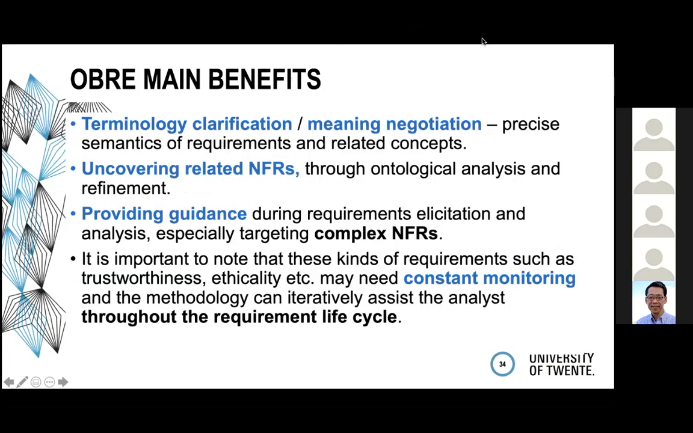So the main benefits of this approach are the terminology clarification, clearly, right? Also, it's a way to support negotiation in the case that different stakeholders may have different ideas of what trustworthiness means. As we saw before, an ontology can make explicit what view is going to be adopted for that system. So if the stakeholders have different ideas, they will have to come to a consensus, and then the consensus will be present in the ontology, right?